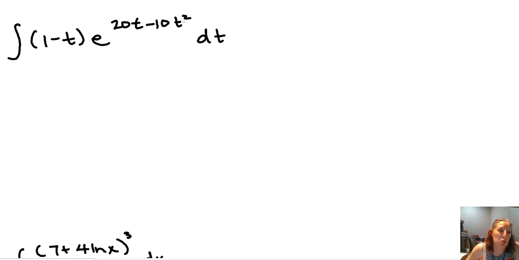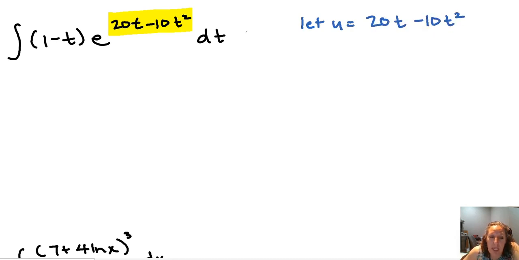All right? If we were taking the derivative of this, then we would have to use the chain rule because of that exponent 20t minus 10t squared. So that is what we are going to let our u substitute in for. And because we need to change this integral into everything involving u's instead of t's, we also need to change our integration variable and that differential dt.